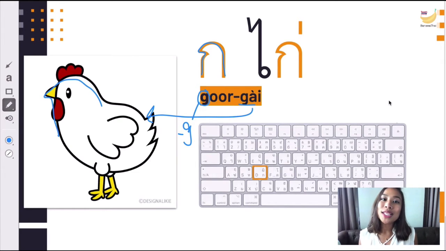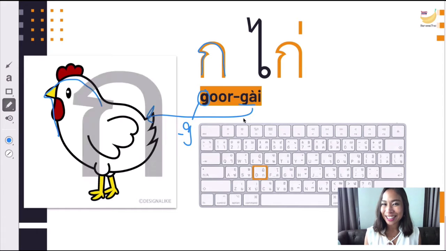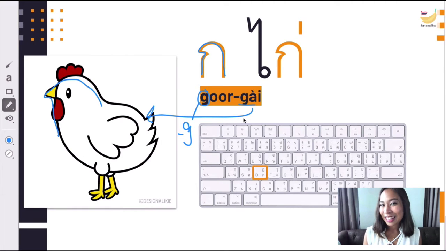And if you want to practice typing Thai, you can download a Thai keyboard, and กอไก่ is right here at the D. You see, กอไก่ is down here. So that's the first one, กอไก่. Now it's time for you to pause the video and try to write down กอไก่ in your textbook. Pause it now and see you in a bit.